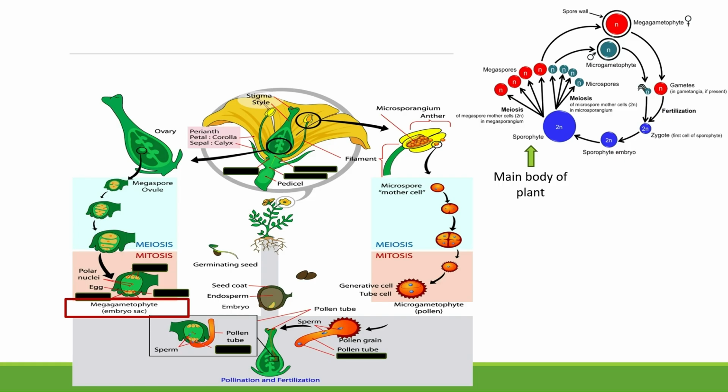Another name for which is the embryo sac. The megagametophyte is responsible for the production of haploid female gametes, which we call eggs.